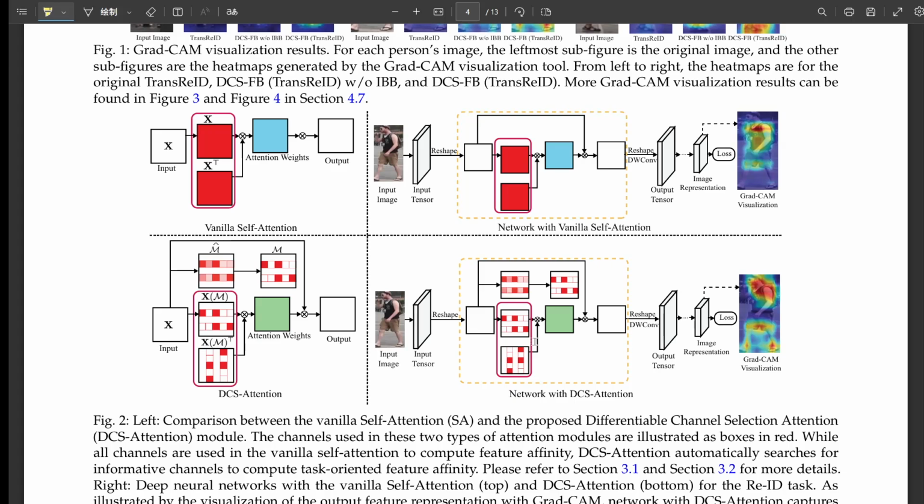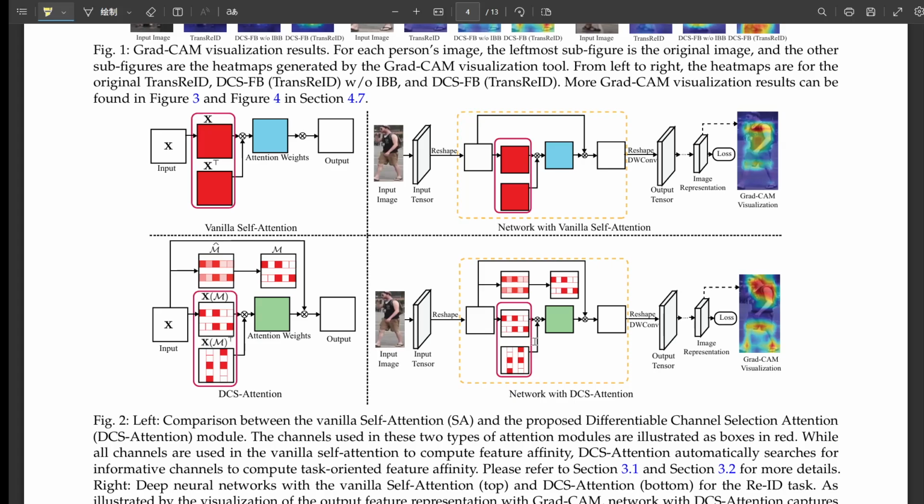Like noise. Exactly. Noise, redundant details, anything that doesn't help with the specific task at hand. For re-ID, that means holding on to identity features and ditching variations from, say, lighting changes or different viewpoints. So DCS-Attention is like a practical implementation of the IB principle for attention mechanisms in re-ID. It's actively trying to bottleneck the information at the channel level. That's a great way to put it.